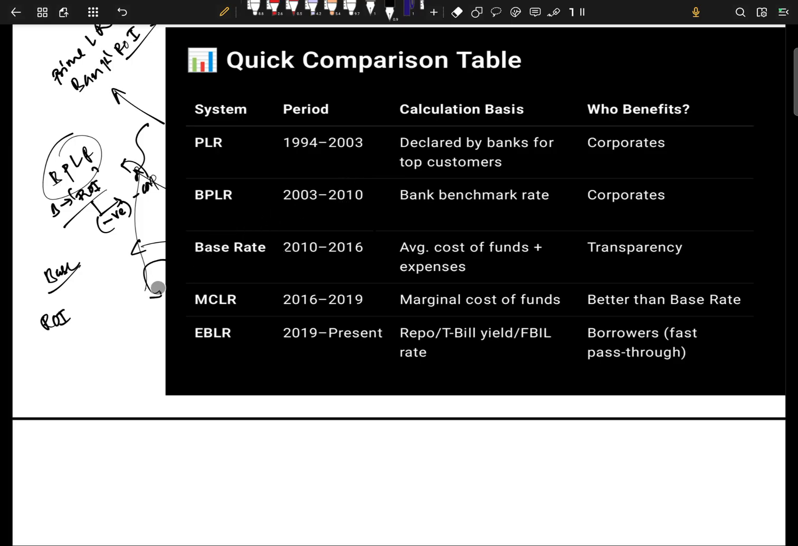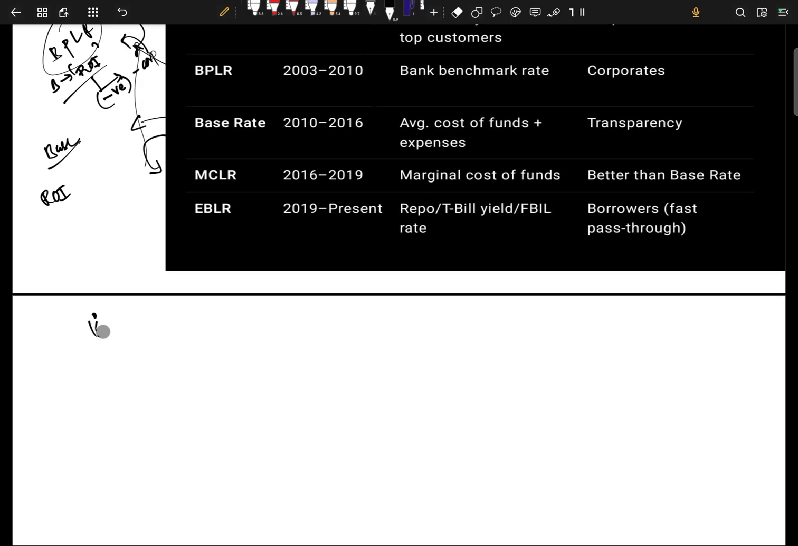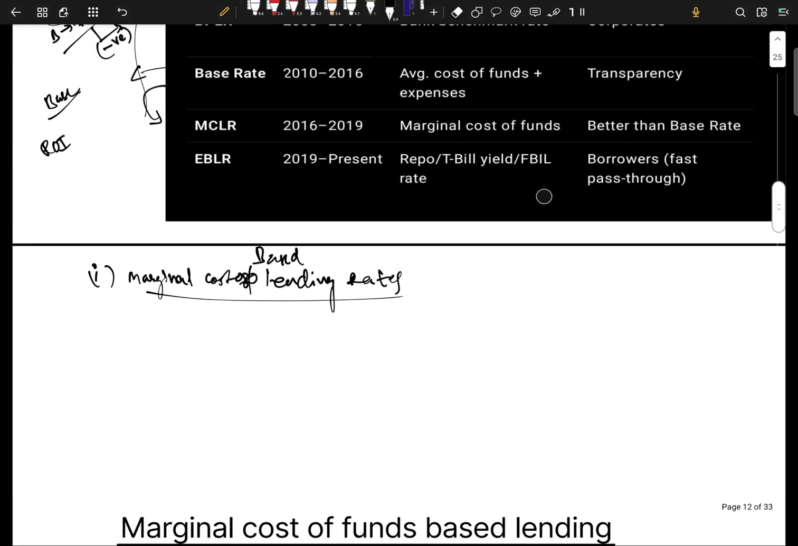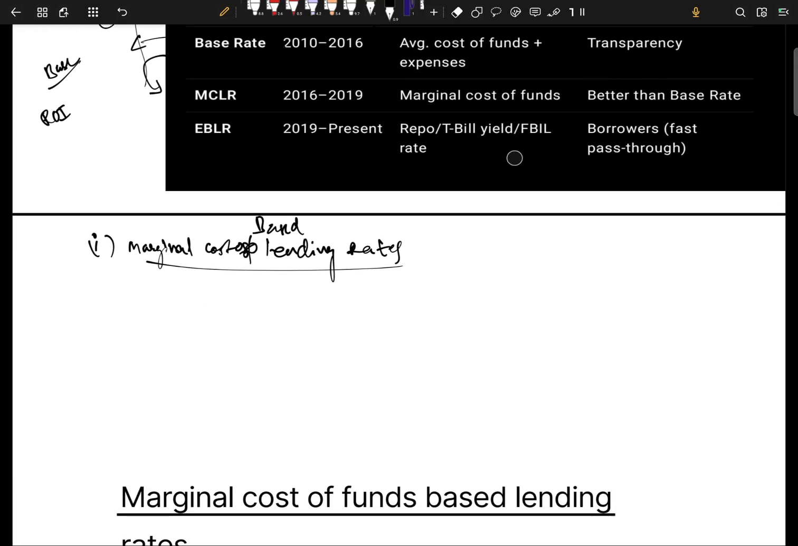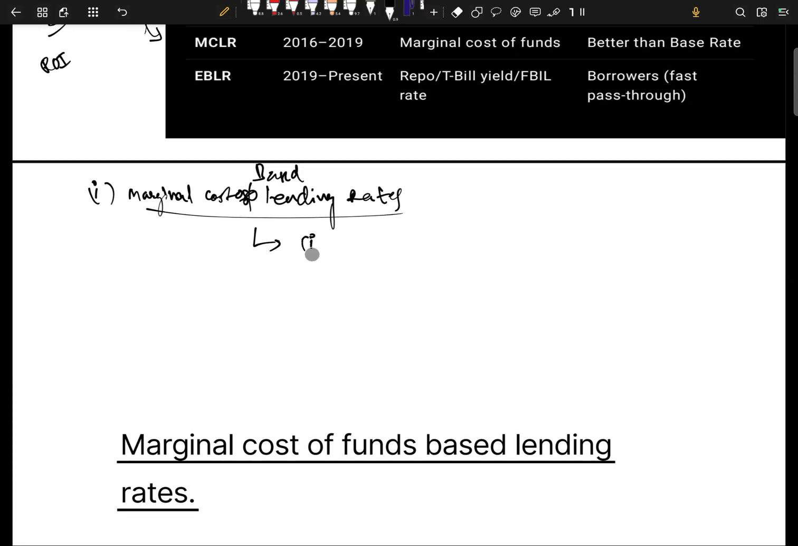So after this, the rate of interest was later based on marginal cost of lending rates, or marginal cost based lending rates. Under this, the banks used to calculate the rate of interest on 3 things. 1, average cost of funds or cost of funds. Again, negative carry on cash reserve ratio.